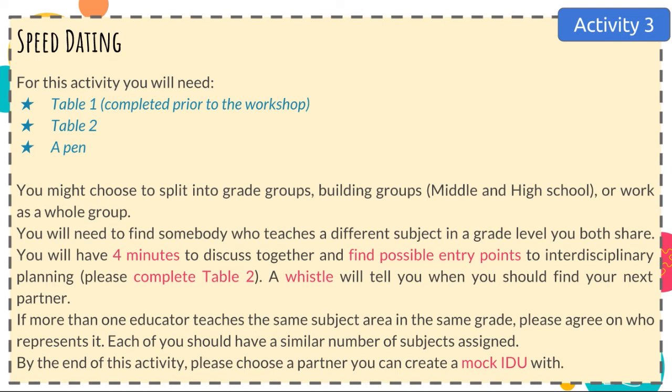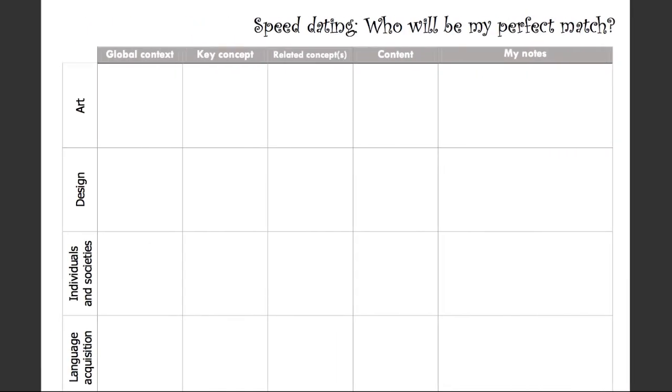We are going to start one of the most important activities of the day. This is called speed dating. Yes, and for this activity you will need the table 1, the one that you completed at home, right? I showed you at the beginning of the workshop. The table 2 refers to this table here. At that moment, coordinators, please pass it out.